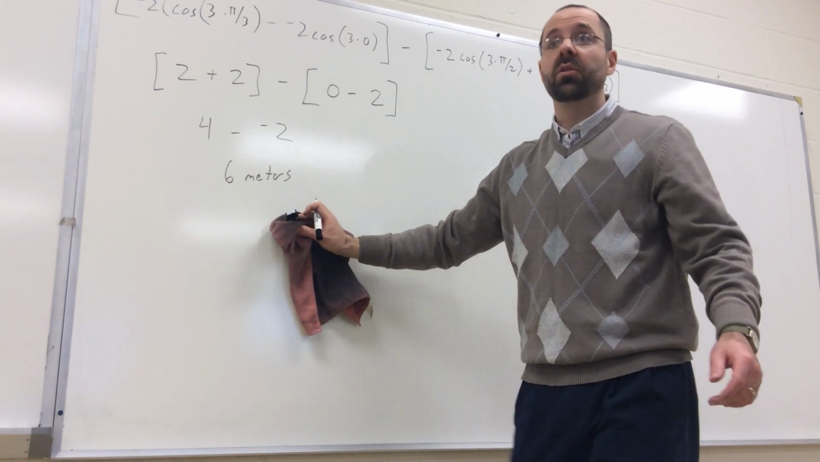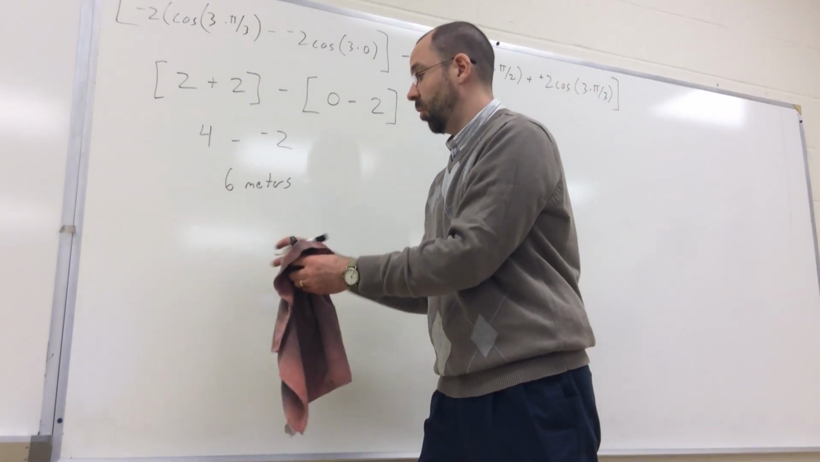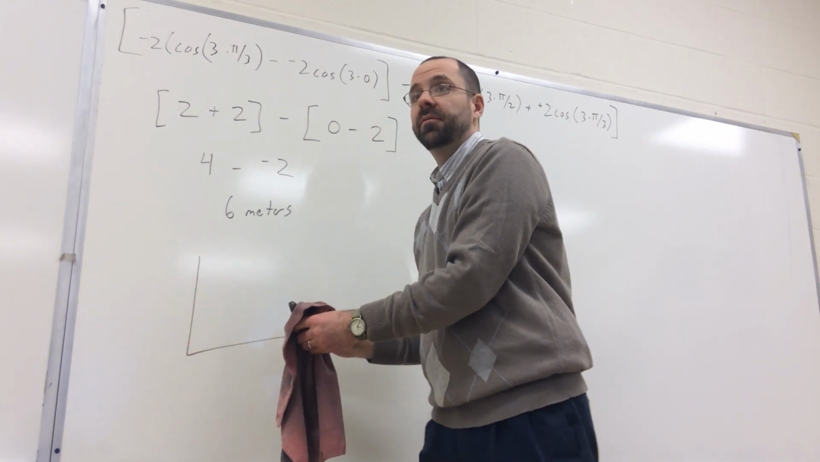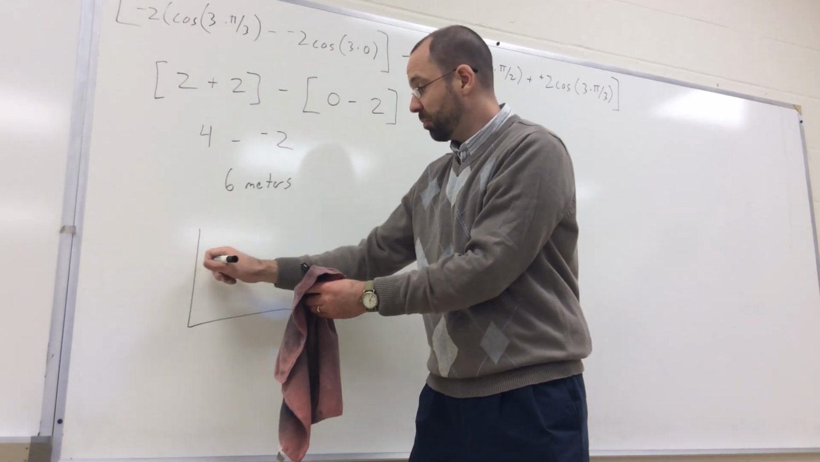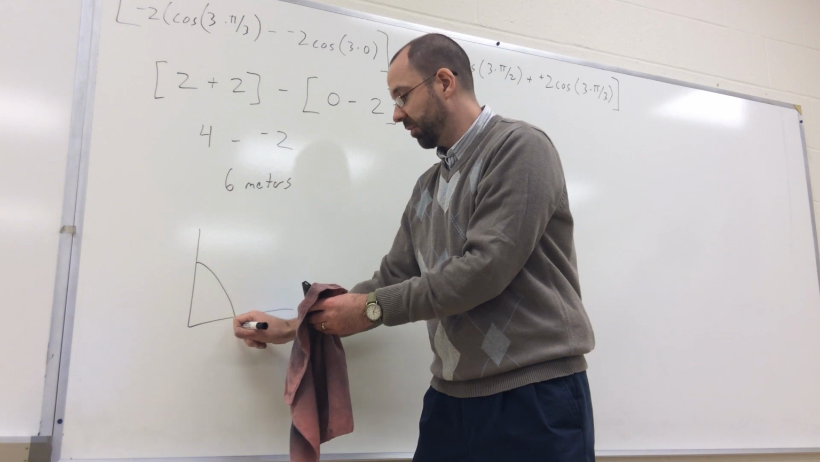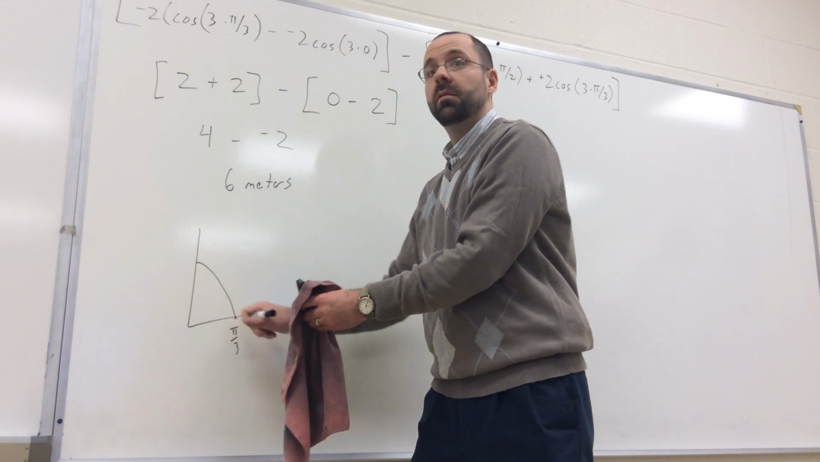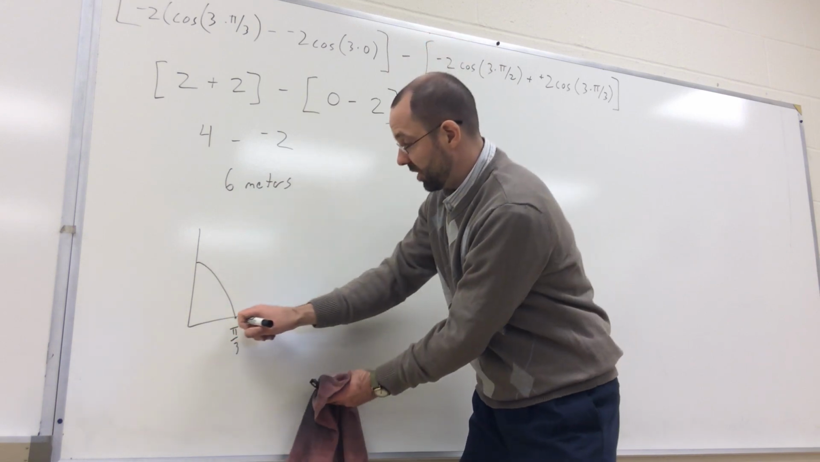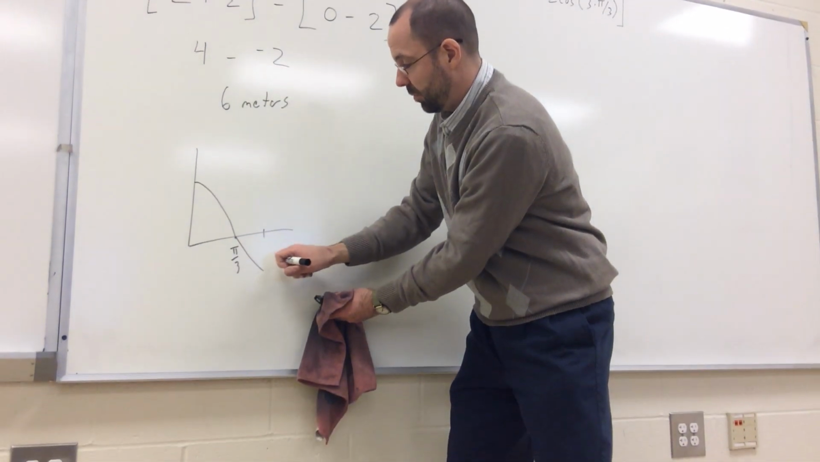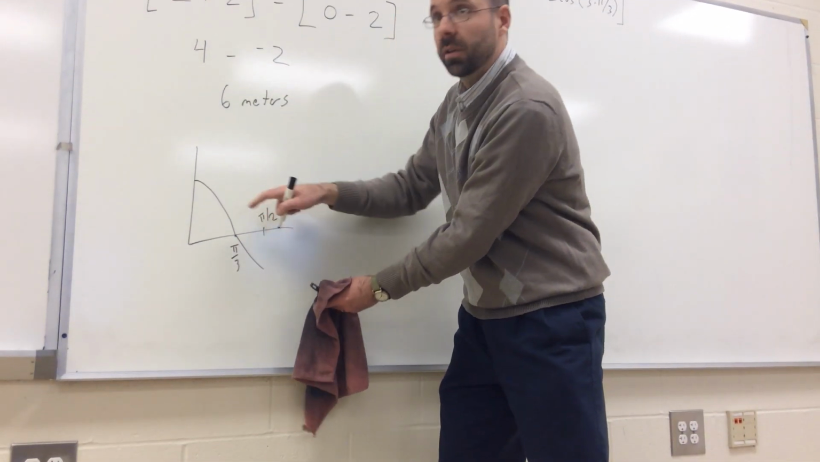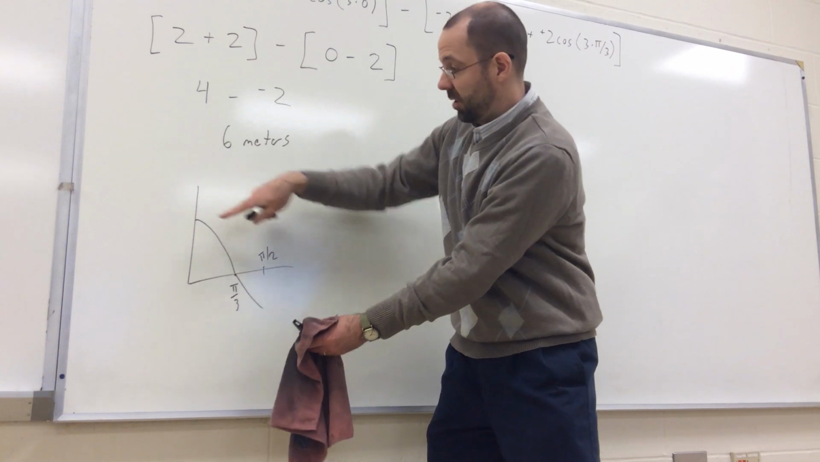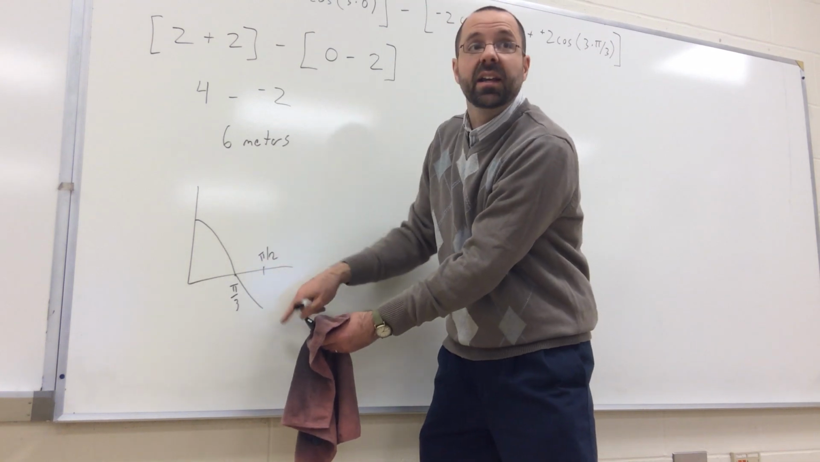Okay, so here's what was going on picture-wise. Here's my velocity graph. The velocity was positive from 0 to pi over 3. But then the velocity was negative from pi over 3 to pi over 2. That's what we found out in part A, right? Velocity positive, then velocity negative.